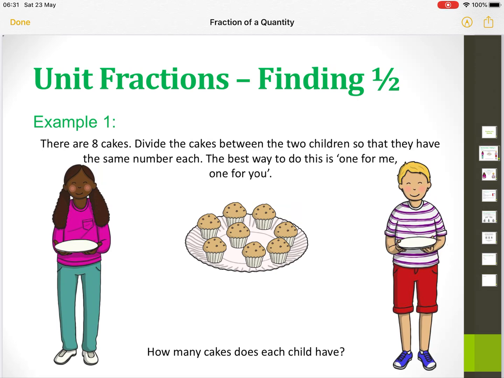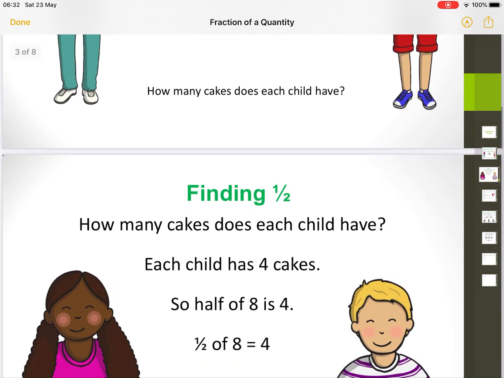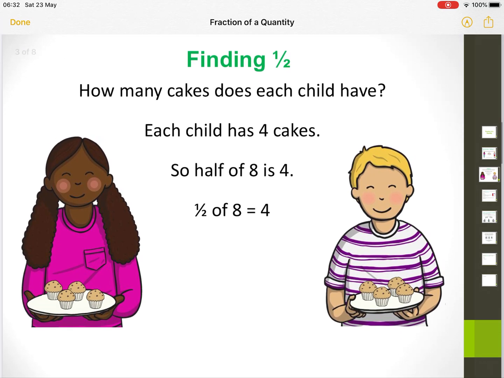Let's look at example 1. There are 8 cakes. Divide the cakes between the two children so that they have the same number each. So it's like we're saying we need to find 1/2 of 8 cakes. The best way to do this is 1 for me, 1 for you, 1 for me, 1 for you. We have 8 cakes. How many cakes does each child have? If I split them equally between the two children, I end up with 4 for the girl and 4 for the boy. So 1/2 of 8 is 4.